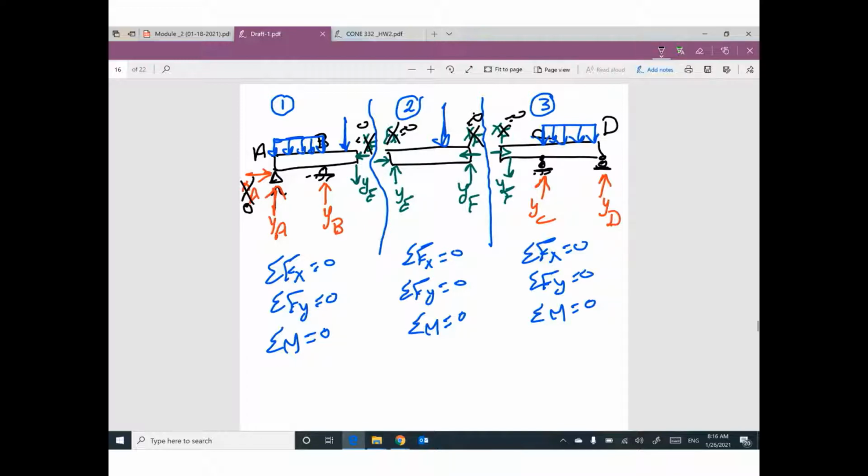So you can start with, I believe you can start with part number 3 or part number 2, and then you can solve for part number 1. It's very easy. This first step is very important. You have to make separation, you have to draw the free body diagram, put your reactions correctly, and you can solve.